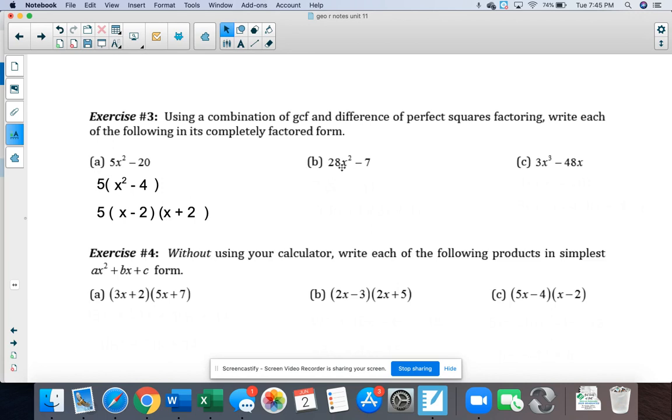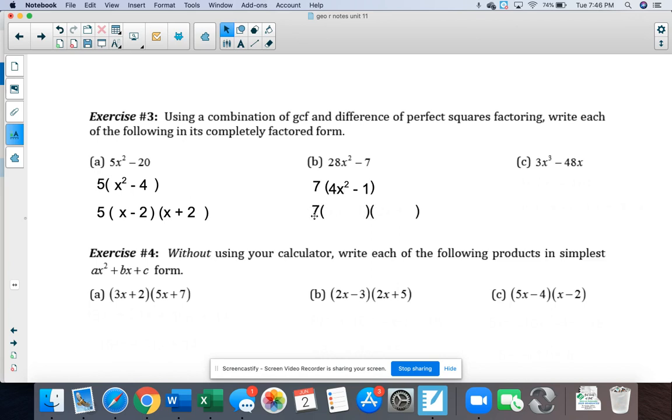check them. But in each of these, you're going to look for the greatest common factor, and then you're going to do the difference of two perfect squares. So 28x squared minus 7, the greatest common factor is 7. 28x squared divided by 7 is 4x squared, and negative 7 divided by 7 is negative 1. Now, you might not recognize this, but 1 is still a perfect square. 1 times 1 is 1. 4x squared is a perfect square. 2x times 2x is going to be 4x squared.